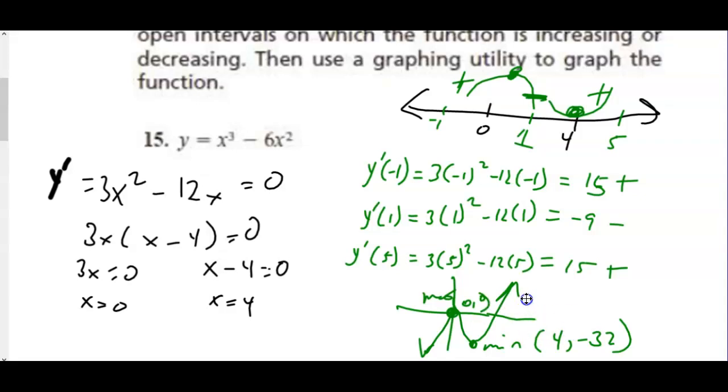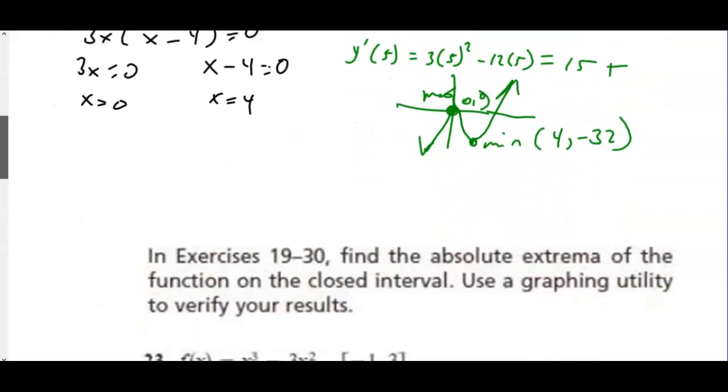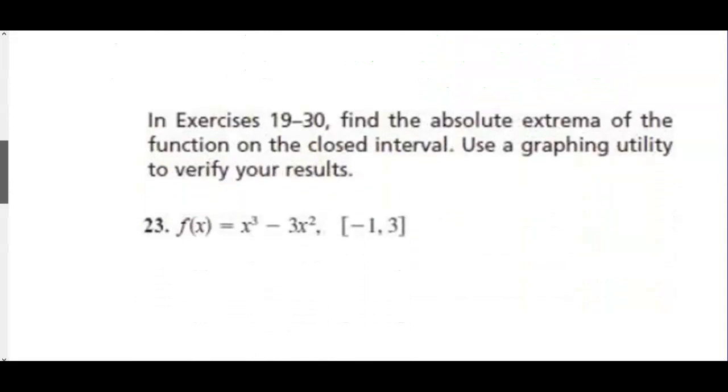The other way to check those is just to plug them into the original. If you plug in 0 right here, 0 minus 0 is 0, because 6 times 0 is 0. If you're plugging in 4, for 64 minus 96, that's -32. All right, good stuff.